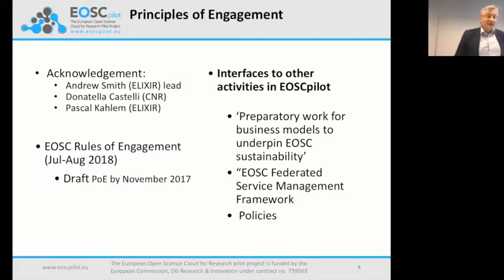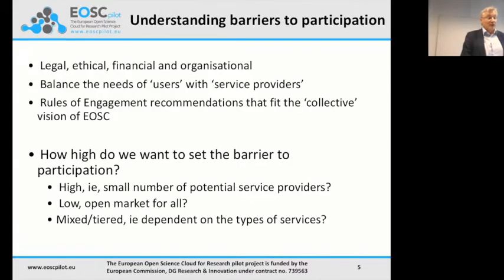The principles of engagement work also interfaces to other activities in the EOSCpilot: the preparatory work for a business model to underpin EOSC sustainability, the EOSC federated service management framework, and of course general policies for EOSC.